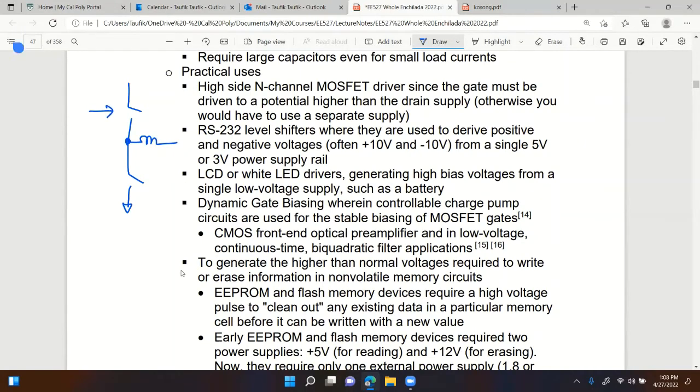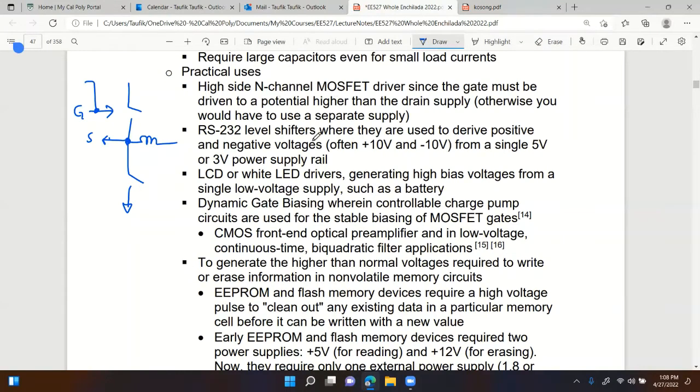So to drive the high side, this node right here has to be less than this node, right? The gate has to be higher than the source. So you can always implement a charge pump to make sure that the gate is always larger than the source, right?